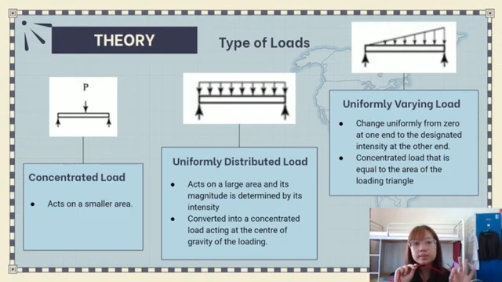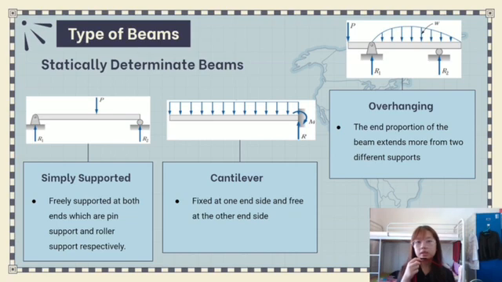There are three types of loads. The first one is concentrated load, which acts on a smaller area, and the second one is uniformly distributed load, which acts on a larger area, and its magnitude is determined by its intensity. The third one is uniformly varying load, where the concentrated load is equal to the area of the loading triangle. There are many types of beams, and the statically determinate beams involve three types of beams.